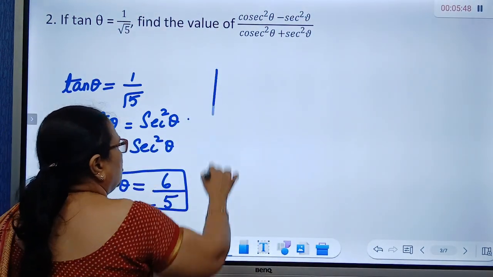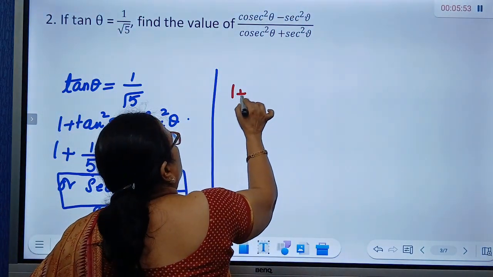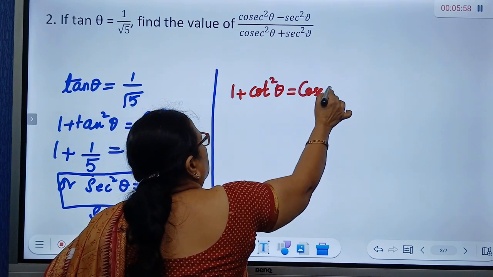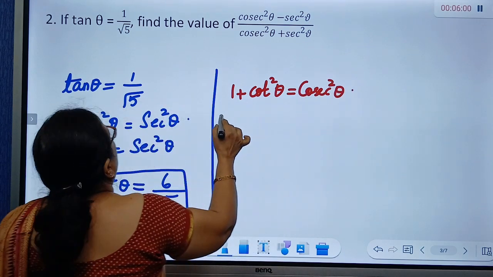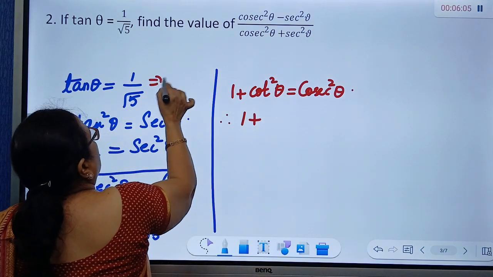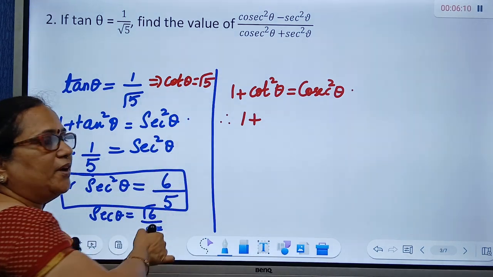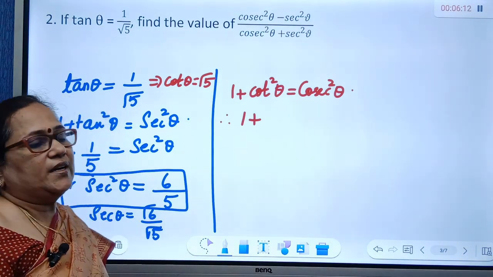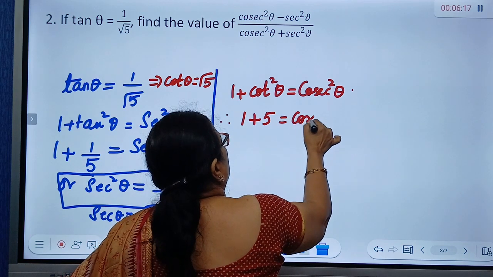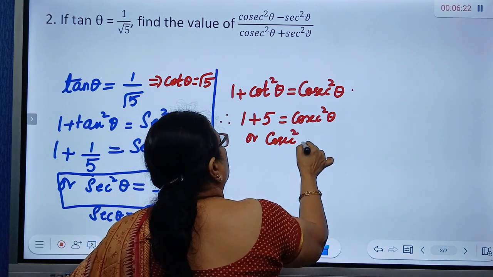Now, we also know 1 plus cot square theta equal to cosecant square theta. Therefore, now 1 plus, what is cot theta? Root 5. Tan theta is 1 by root 5, cot theta is reciprocal of tan theta. So, root 5. So, 1 plus 5 equal to cosecant square theta, or cosecant square theta equal to 6.